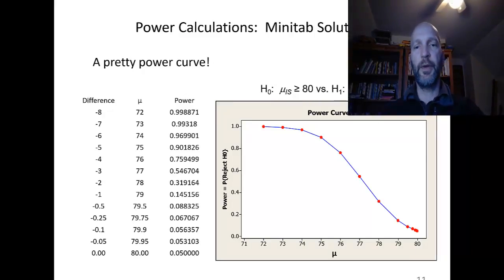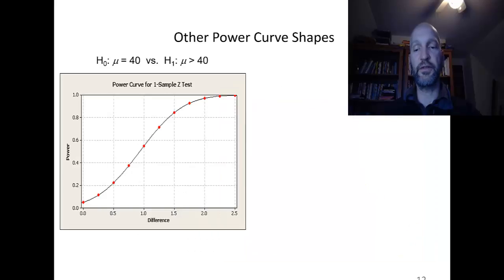We can make something called a power curve by simply plotting either mu or the difference versus the power, and you see in this case that we have a curve that is kind of smooth and starts out on the left side up by 1 and then gets smaller and smaller and smaller down to 5% when mu is equal to 80. And this is the type of thing you would expect to see. The bigger the difference, the more likely the test is going to be to identify when you should reject the null hypothesis.